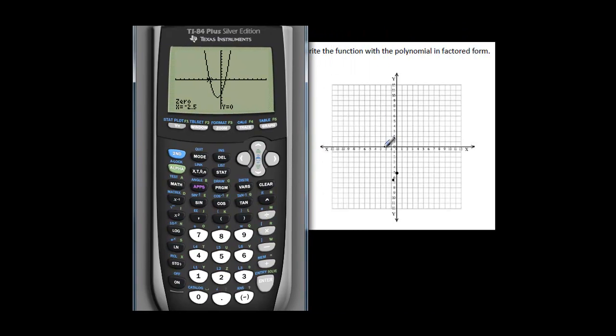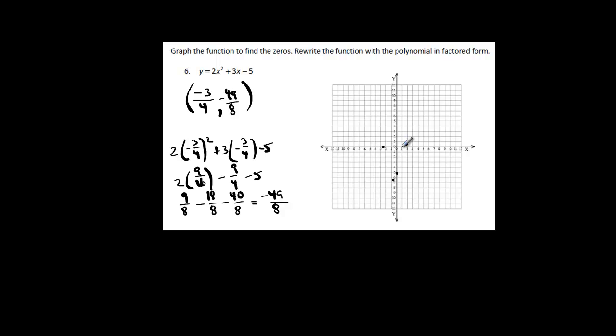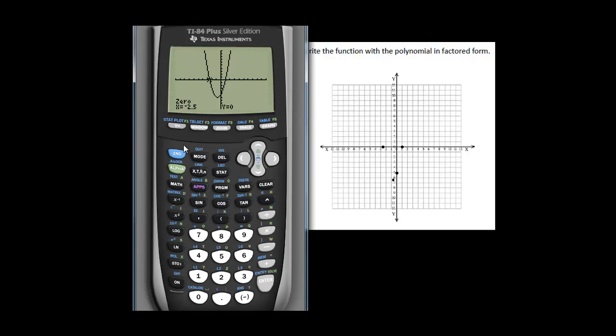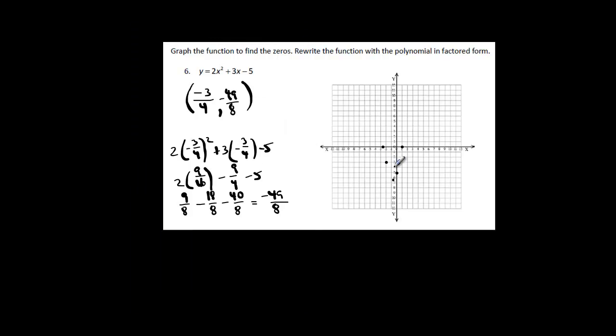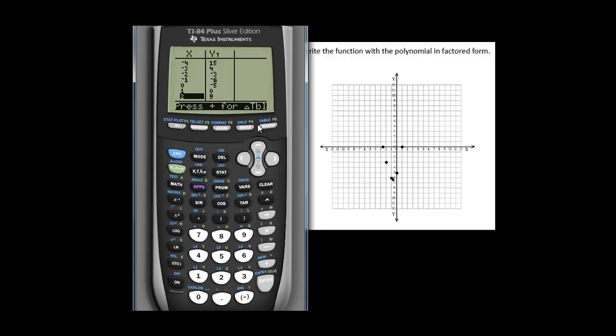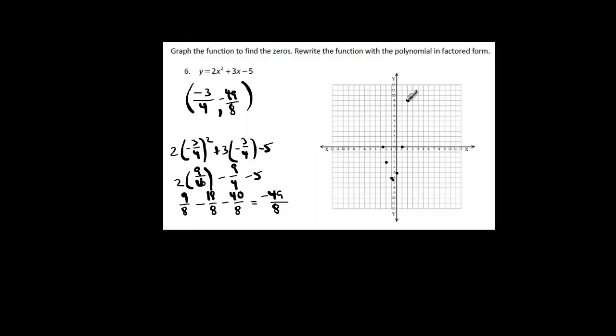So negative 2.5 and 1, and I could get a whole bunch of different other points. Negative 2, negative 3, negative 1, 6, negative 1, 6 over here. 2, 9, another point. So we have a bunch of points to go by here.